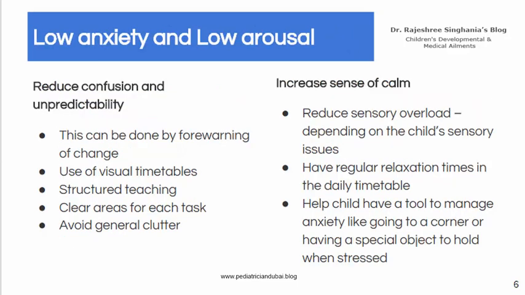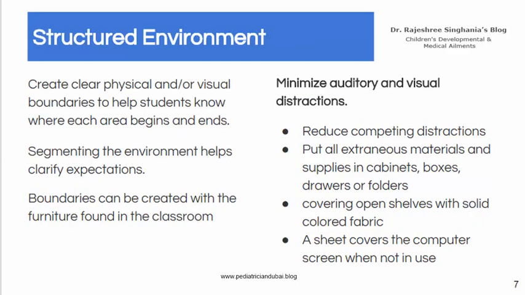So what do we mean by low anxiety and low arousal? It's important to reduce confusion and unpredictability. This can be done by forewarning of change. So if there's any change in their timetable, you must warn them beforehand. They must have visual timetables, and the areas should be clearly marked so they know what is to be done in which area. They should avoid general clutter in the room they are being taught. And we have to increase a sense of calm, which means we have to be calm when we are dealing with them. We have to reduce their sensory overload, and we must give them techniques and tools to be able to relax themselves and know when they are upset and need to have relaxation.